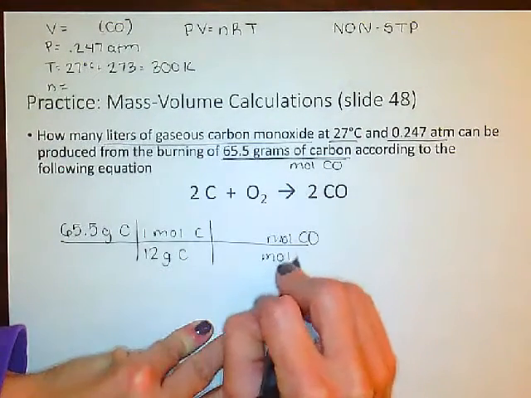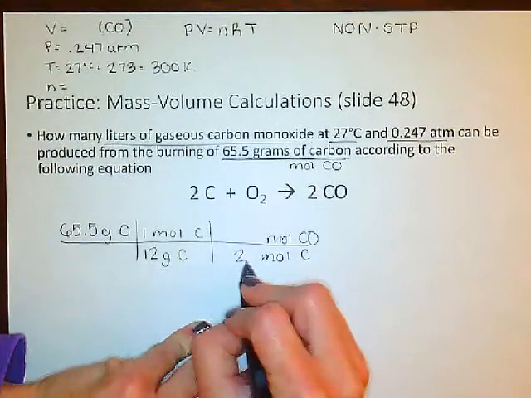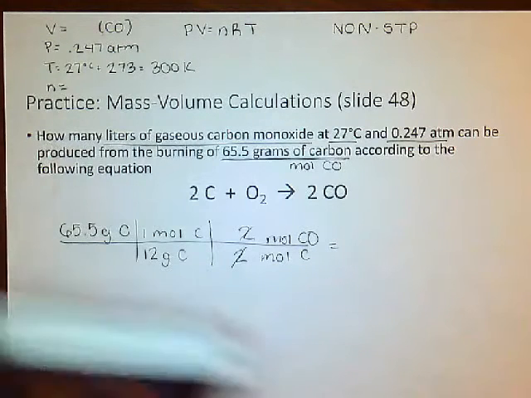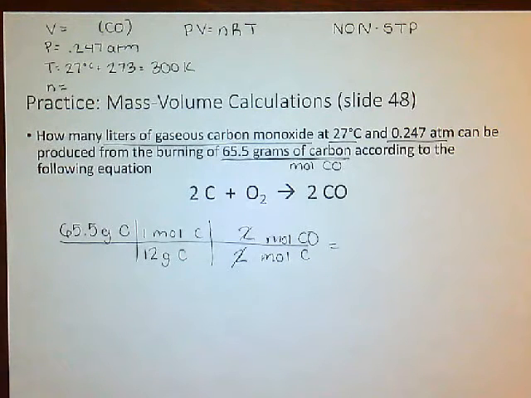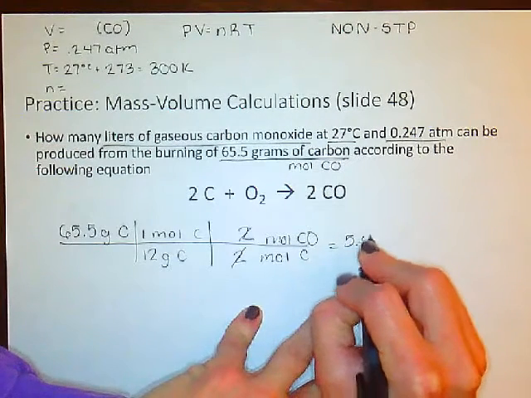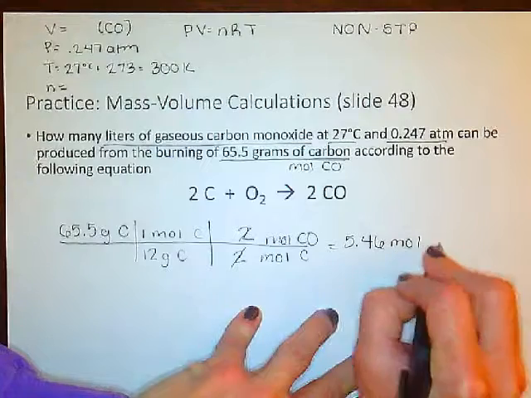And now let's go ahead and drop down moles of carbon, and this is where we've got to look up there to our coefficients. And in this situation, they cancel out very nice. Multiply straight across and then divide, and we end up with 5.46 moles of carbon monoxide.